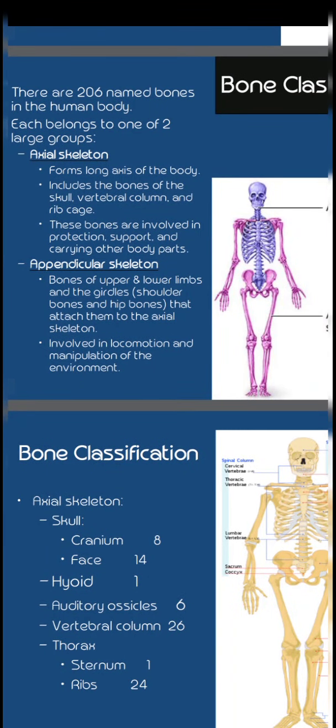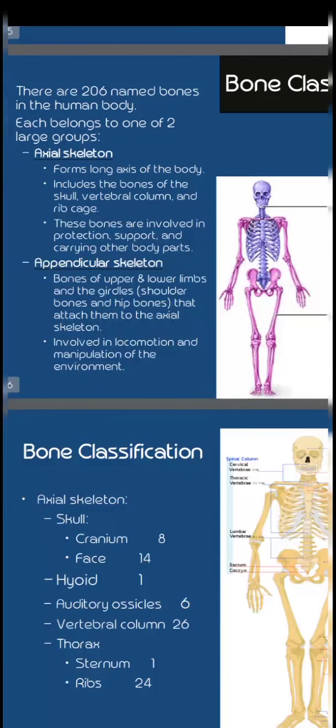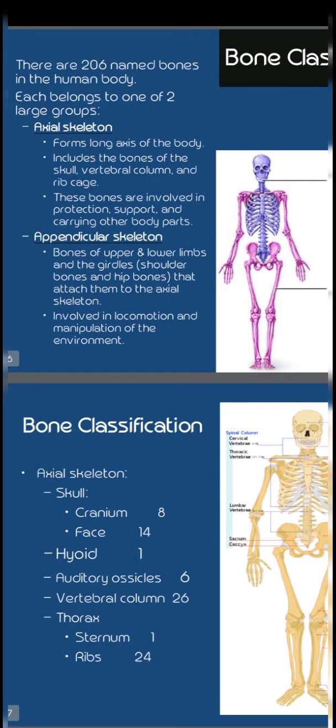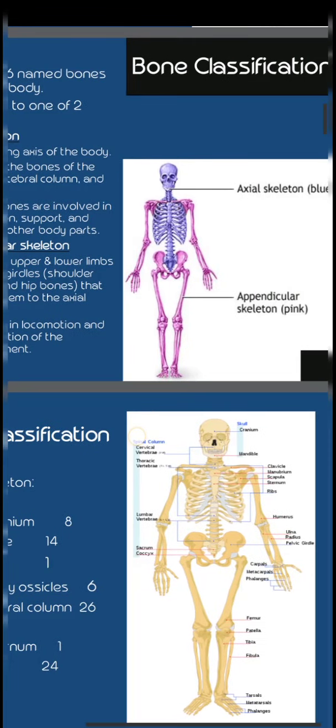Appendicular skeleton is basically composed of 4 appendages, that is 2 arms and 2 legs, and their joints with the axial skeleton. So the bones of upper and lower limbs and the girdles such as pectoral girdle and pelvic girdle, shoulder joint or shoulder, all of the bones involved in shoulder joint, they make up pectoral girdle, whereas the hip bones, they make up the other girdle. So let's see.